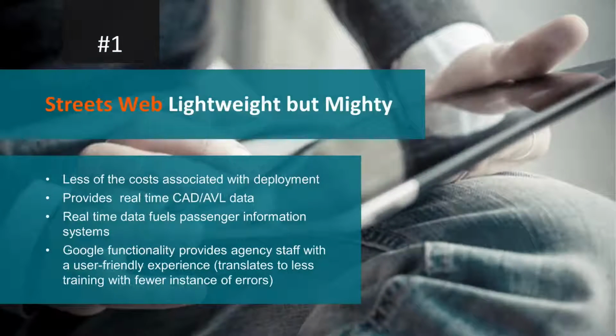There are 3 points that we'd like to bring to your attention. StreetsWeb is lightweight. It has less costs than associated with typical deployments. It provides real-time computer-aided dispatching and automated vehicle location functionality. The real-time data allows you to use it for passenger information systems. And the built-in Google functionality that we've created provides your staff with an easier, more user-friendly experience. This translates into less training and fewer errors.